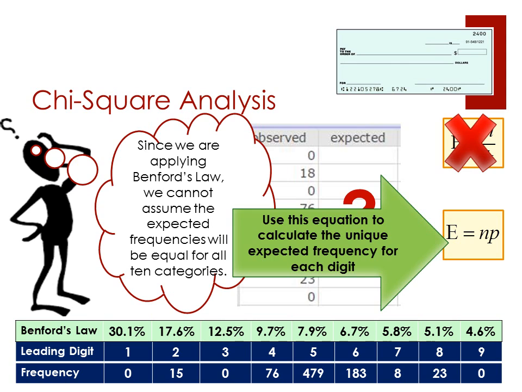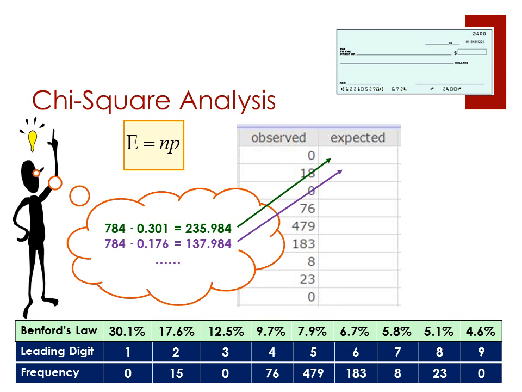We are going to use the equation to calculate the unique expected frequency for each digit. So here we're going to be using E equals n times p. Let's take a look at an example of that. So here we can see applying this formula. I've got 784, that's the number of checks that I have. And for my first option, I times it by 0.301 because that is for Benford's law, and I get a value of 235.984. Notice 3 decimal places out. And that would be my expected frequency for observing a leading digit of a 1.